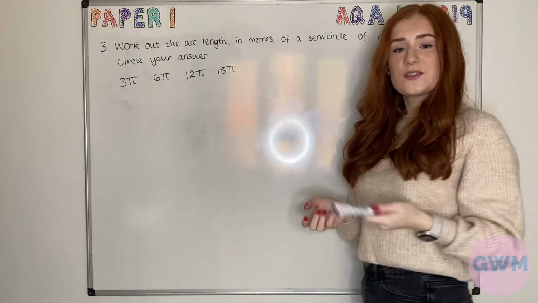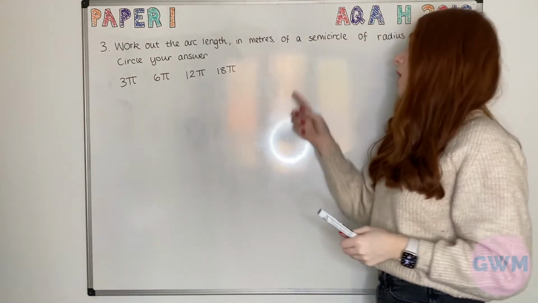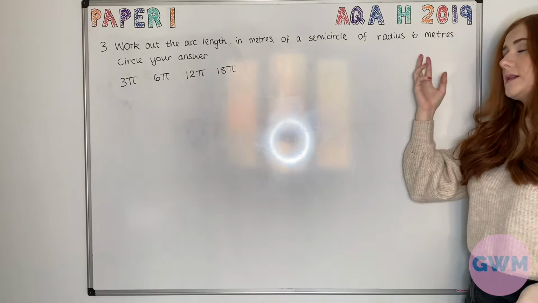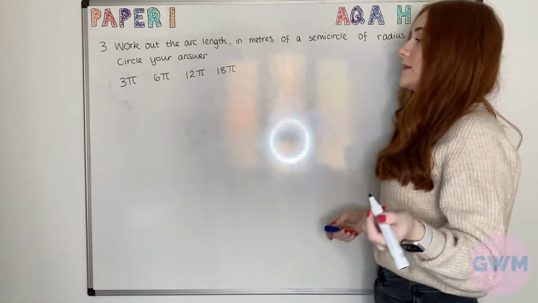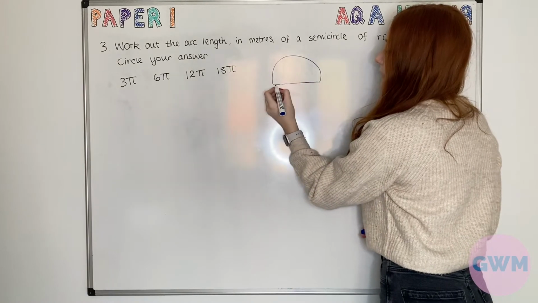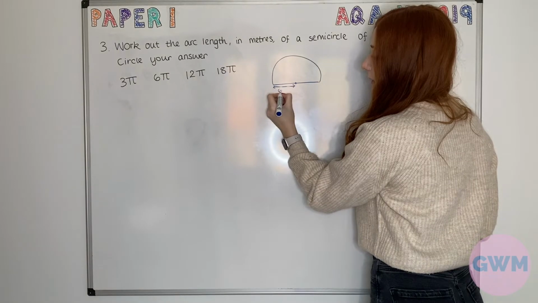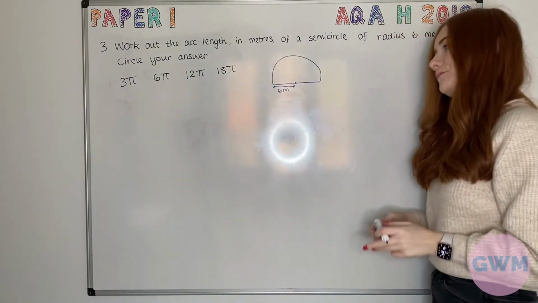Okay. Question 3 now. So question 3 wants us to work out the arc length in meters of a semicircle with a radius of 6 meters. So what does that mean? Well, semicircle, half circle. So it's going to look something like this. And radius, remember, is half of the diameter. So that is 6 meters.